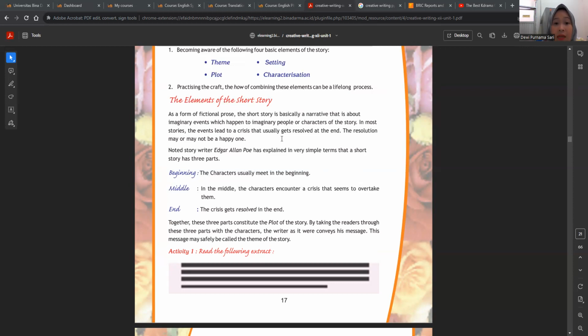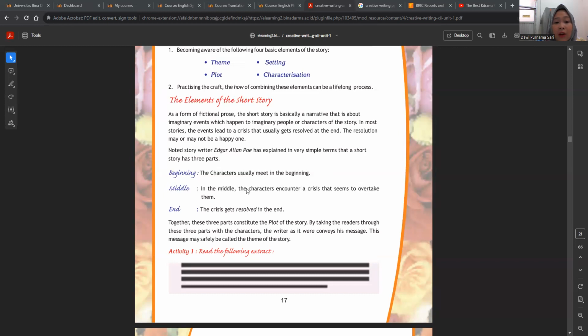In most stories, the events lead to a crisis that usually gets resolved at the end. So that's why you will find the climax there and also the after climax. The resolution may or may not be a happy one. Resolution here is the result after the climax happens. So what happened in the result? Whether it becomes a sad ending, a bad ending, or a happy ending.